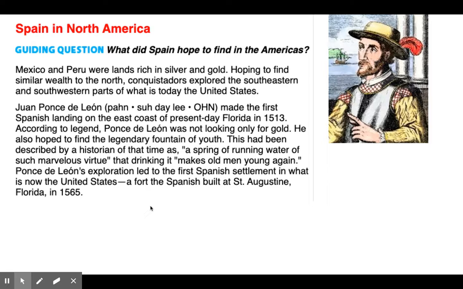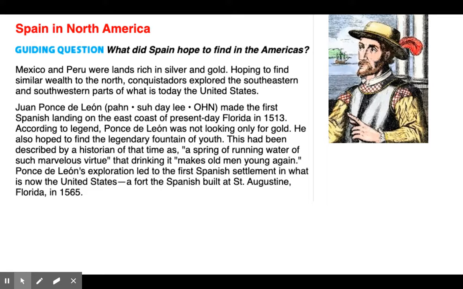Spain and North America. What did Spain hope to find in the Americas? Mexico and Peru were lands rich in silver and gold. Hoping to find similar wealth to the north, conquistadors explored the southeastern and southwestern parts of what is today the United States. Juan Ponce de Leon made the first Spanish landing on the east coast of present-day Florida in 1513.